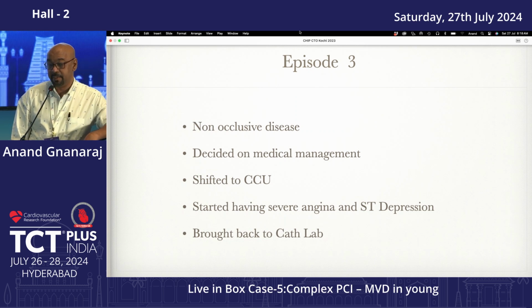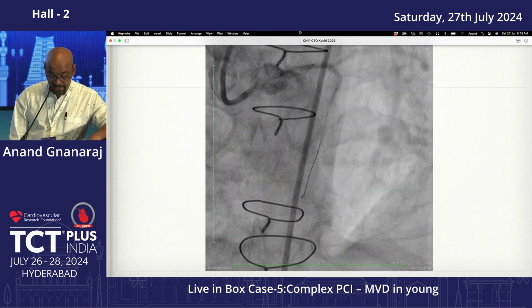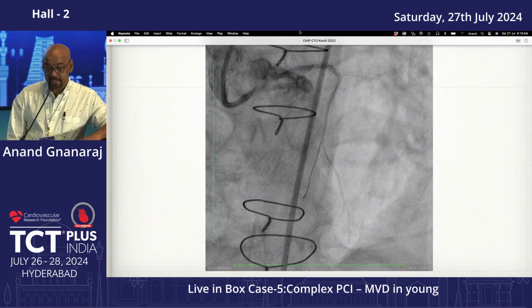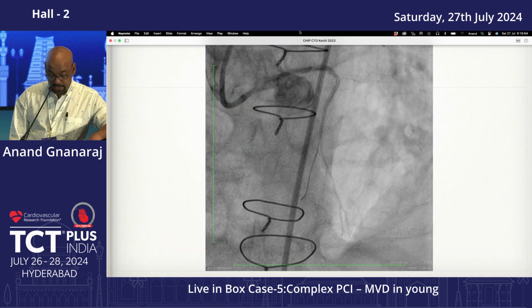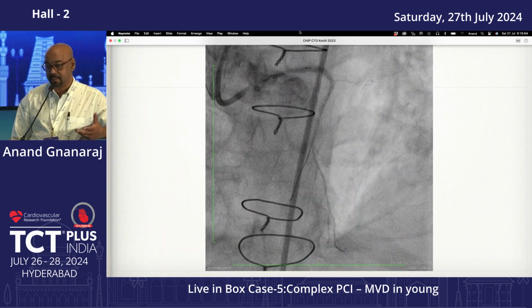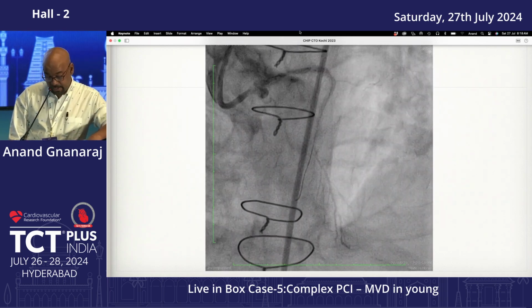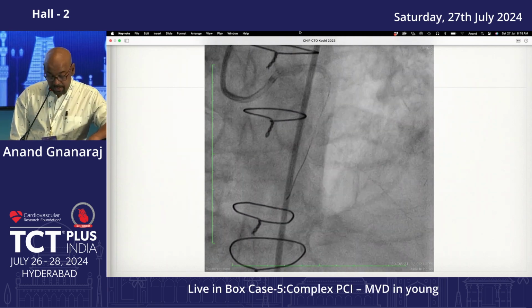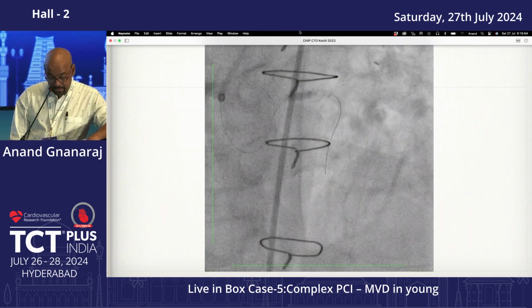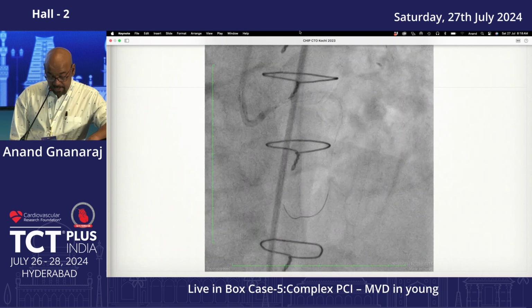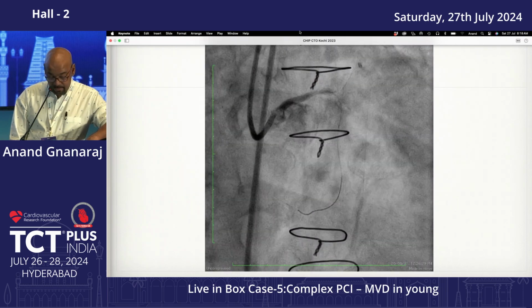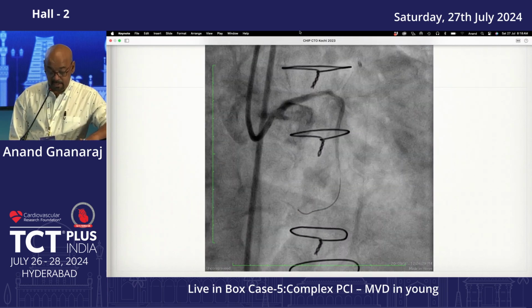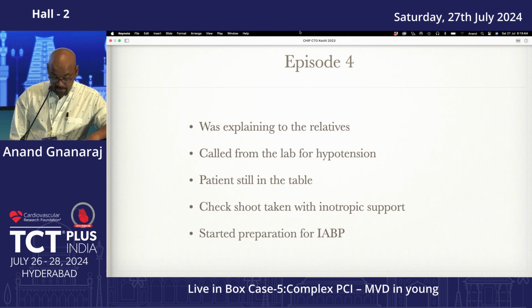Then after shifting to the CCU, he started having severe chest pain and ST depression. So we brought him back and stented his left main to LAD because originally I thought it was not significant, but I think the angiography induced some dissection in the left main. So he was asymptomatic. After this, I was about to shift him out.